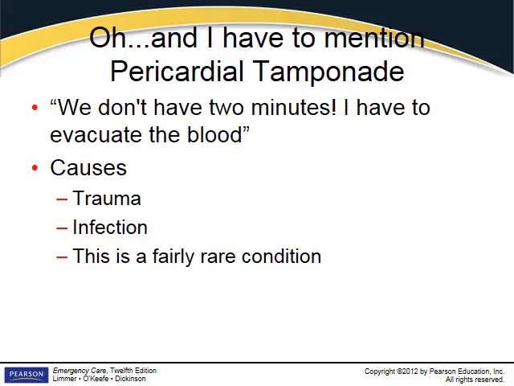So that is the treatment. You do have to evacuate the fluid. We don't. But somebody has to evacuate the fluid out of the pericardial sac to release this tension and allow the heart to resume its pumping mechanism.